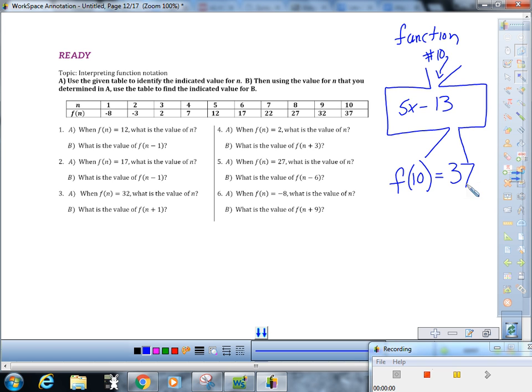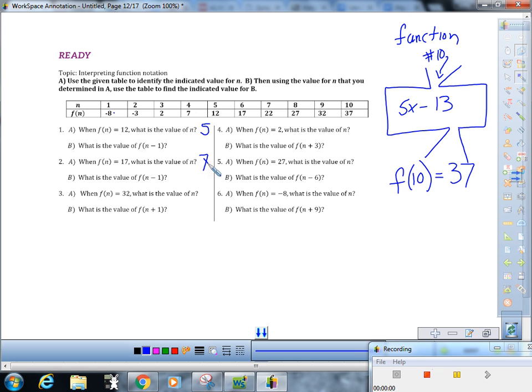So this is f of 1 equals negative 8. When you put in a 2 for n, you get f of 2 is negative 3. F of 3 is 2, okay? All right, so when f of n equals 12, that's here. What is the value for n? The value for n is 5. So what would be the value for f of n minus 1? Well, what's f of 4? The value would be 7.